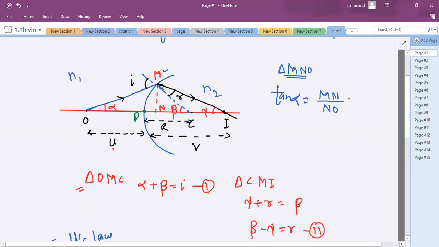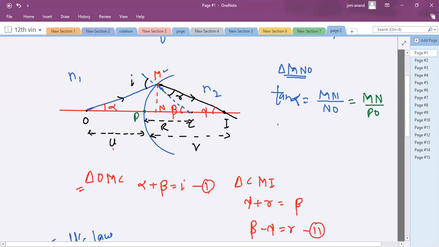So here we can write MN. We can say N and P is the same point. So you can write PO here. And what is PO? You can say object distance. So we'll write that in the formula.